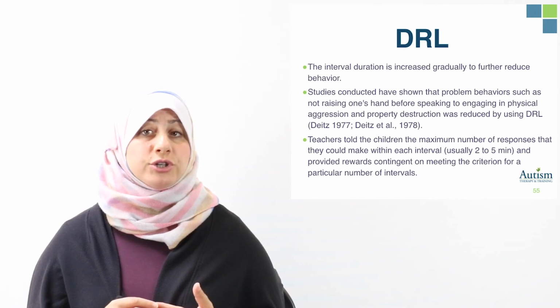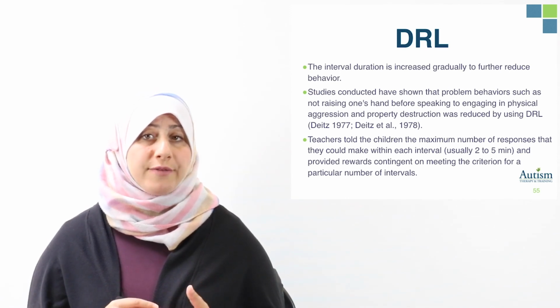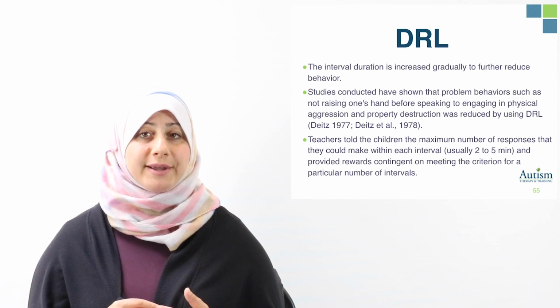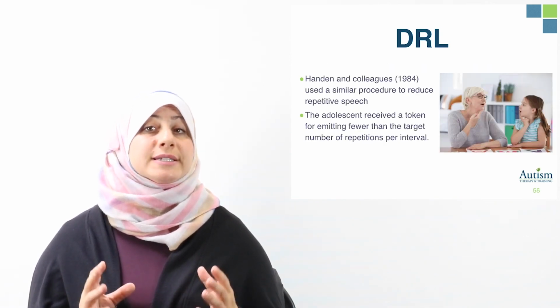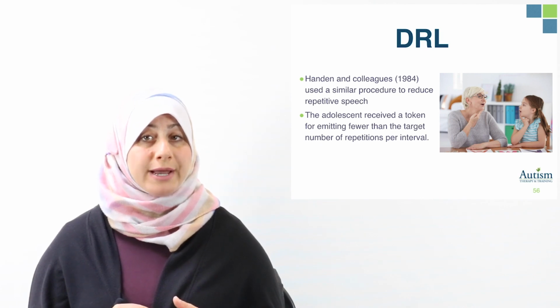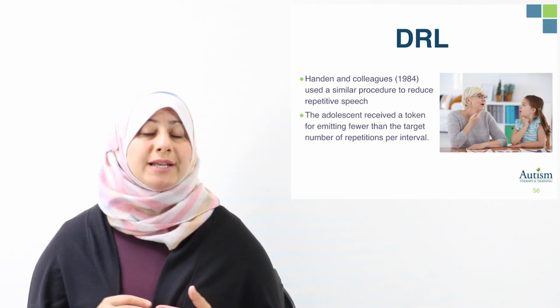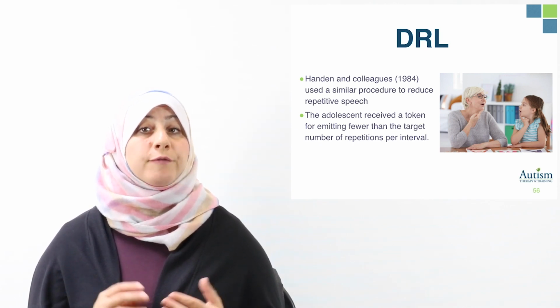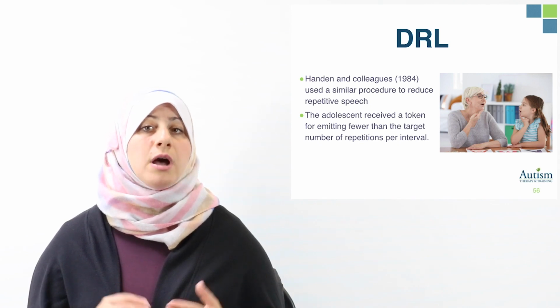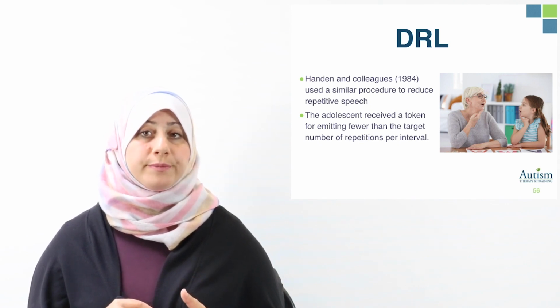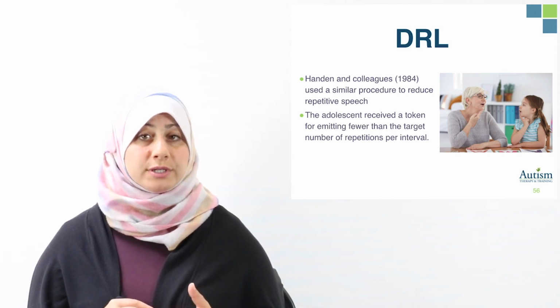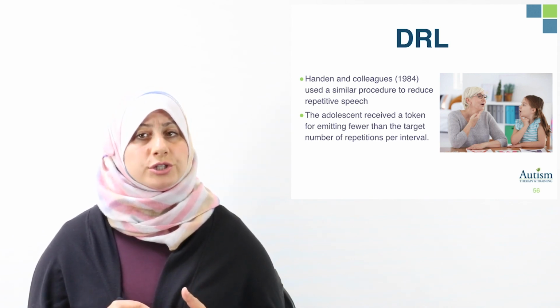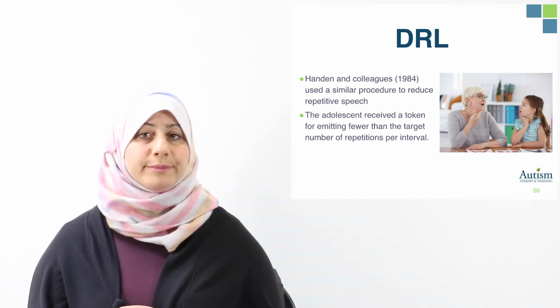A DRL procedure is great to decrease a lot of behaviors and easy to use in a school setting. Hanson and colleagues in 1984 used a similar procedure to reduce repetitive speech. The adolescent received a token for emitting fewer than the target number of repetitions per interval. The repetitive speech was reduced, so there's a lot of research to support the use of DRL.